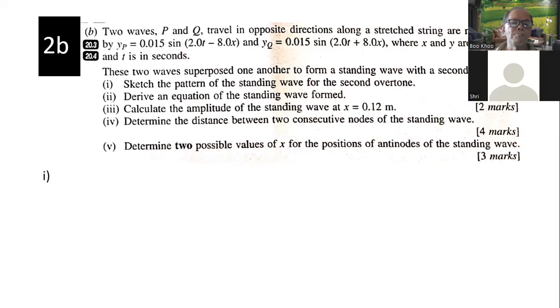The node, antinode, node, antinode, node. Just draw it. How many loops are there? How many loops? Second overtone means first frequency something, right?